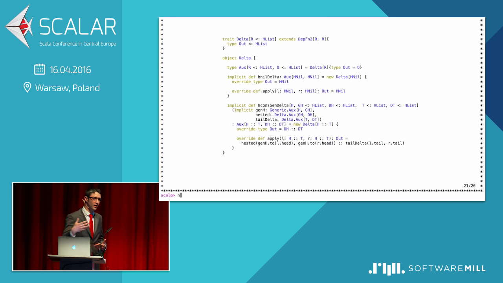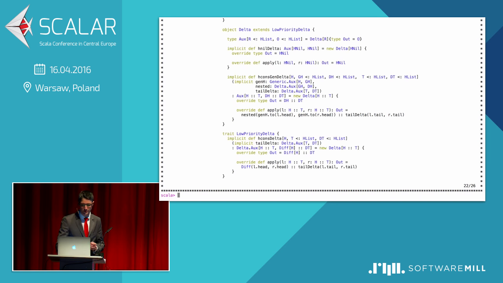And as you know, if there is an ambiguity when we are resolving implicits, the compilation fails. Fortunately, there is a trick that we can use. It's here. We can put the list-specific case into a trait and make our object extend this trait.